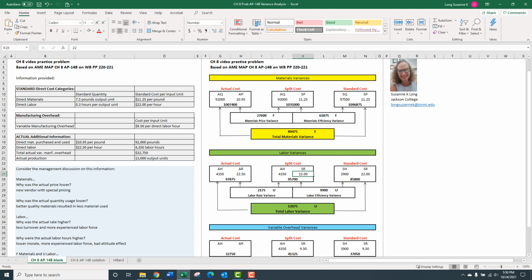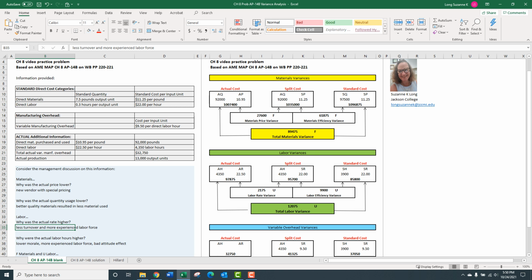Let's look at labor. Remember, the labor rate was just a tad bit higher, but the hours were more than they were supposed to be. So these were my ideas on that. Why would the rate be higher? Maybe we have a little bit less turnover, and so we don't have as many new people at lower labor rates. So we got a few more people at higher labor rates. Maybe that turnover effect was enough to push the average up just a little bit.